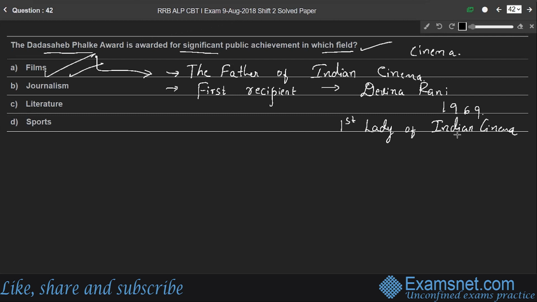Whereas in the remaining fields, in literature, the Jnanpith Award is the most prestigious award in India. In journalism, it is the Pulitzer Award, and in India, the Ramnath Goenka Award. In sports, it is the Olympics. Therefore, for the given question, option A is the right answer.